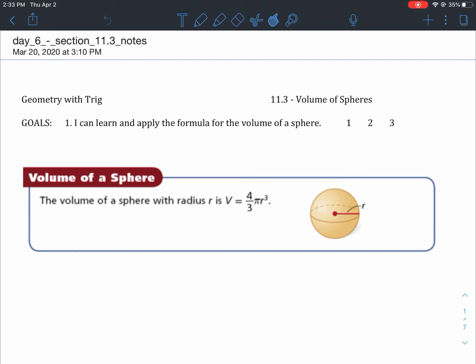11.3 is the volume of spheres. So we're also going to talk about hemispheres later on, but today we're just going to start right now with spheres. The volume formula for a sphere is 4/3 pi r cubed. 4/3 pi r cubed, you can see there. So that's what we're going to use a lot today. All right, let's take a look at some problems.